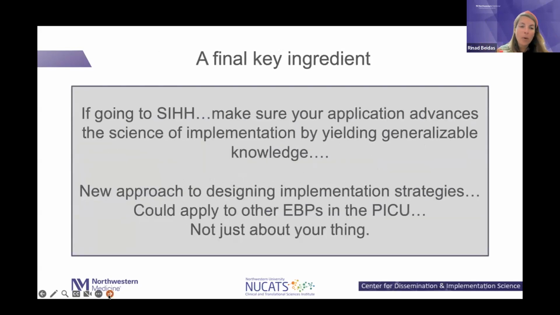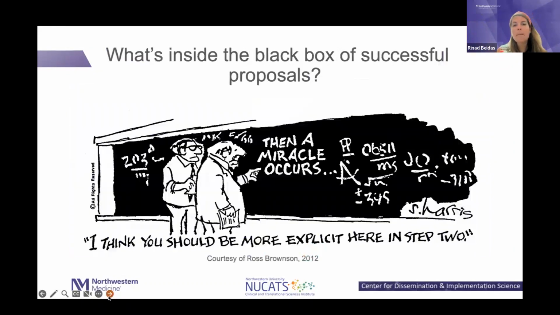I know I said this before, but I wanted it to be on a slide deck. If it's going to SIHH, you have to make sure that you have that impact statement about how this is going to yield generalizable knowledge. So it might be a new approach to designing strategies or amplifying the constituent voice, or you might be able to talk about how this particular approach you're taking is also relevant to other sensitive programs that you're going to be deploying in an ICU setting. But it can't just be about implementing your thing. It has to be broader than that for this particular study section.